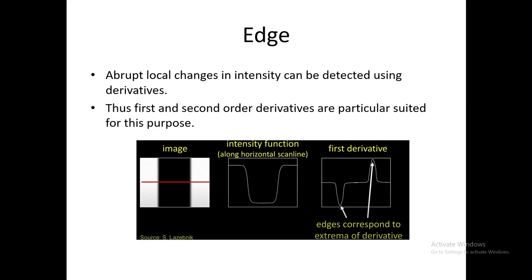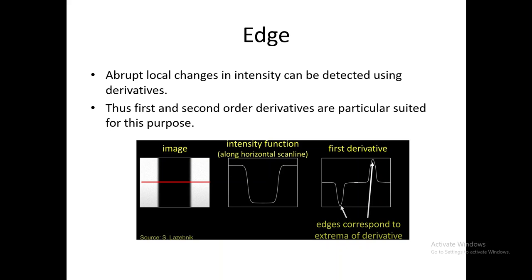We can see here this is the first derivative of this intensity function, and the edges correspond to the extrema of the derivative, and this occurs where the intensity profile changes. So finding edges is going to have something to do with finding peaks in the derivative.